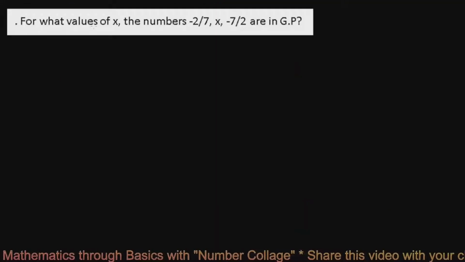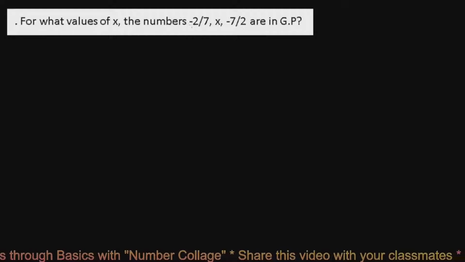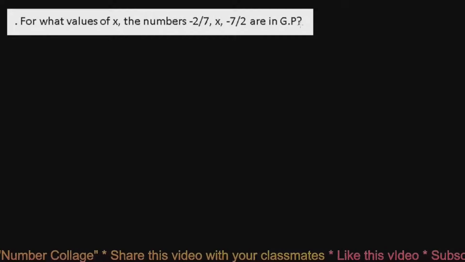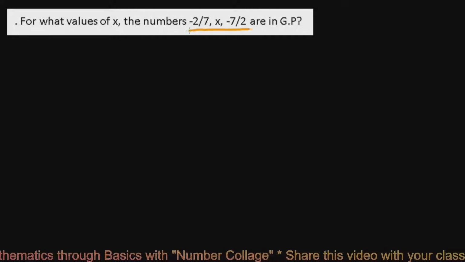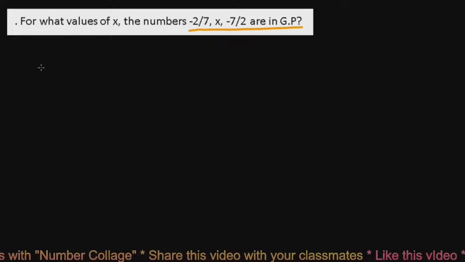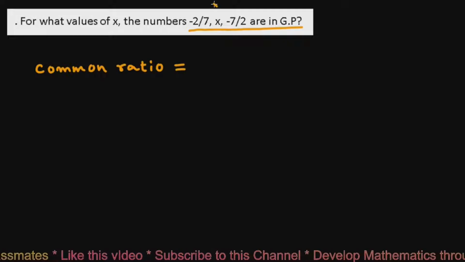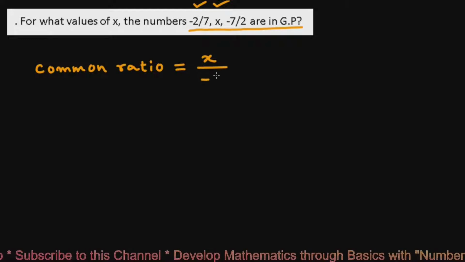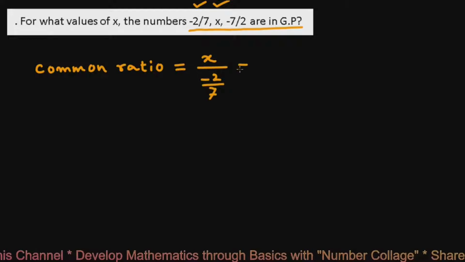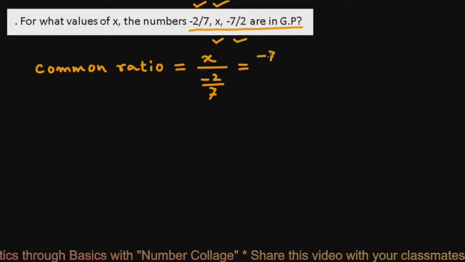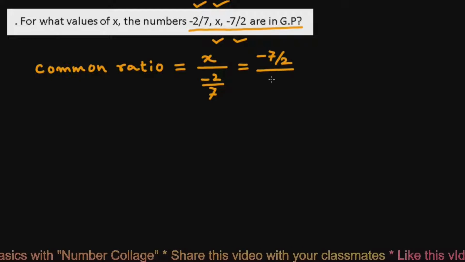In the next problem, we have to find for what value of x the numbers minus 2 by 7, x, minus 7 by 2 are in GP. If minus 2 by 7, x, minus 7 by 2 are in GP, then we must have common ratio equals the second term upon the first term, that is x upon minus 2 upon 7, equals the third term upon the second term, that is minus 7 upon 2 upon x.